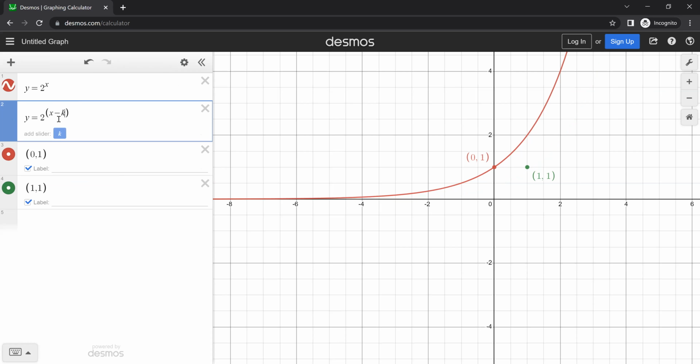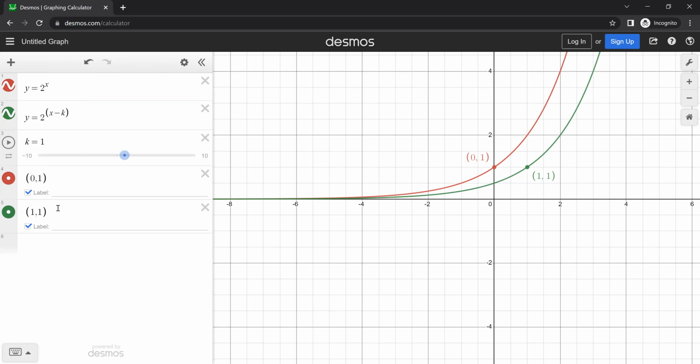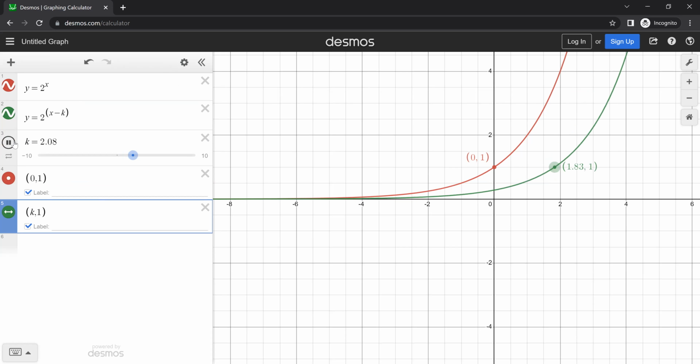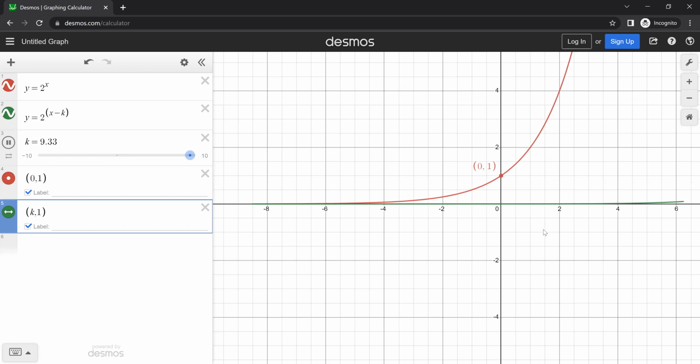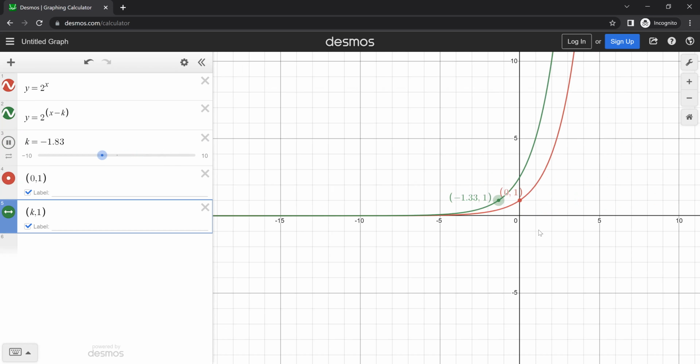Put a K there. We're going to add a slider for K. And all right. So now watch this here. What's happening to that green? What do you see there? X, it's just moving on the x-axis left and right. Left and right. And notice that's from the exponent up here.